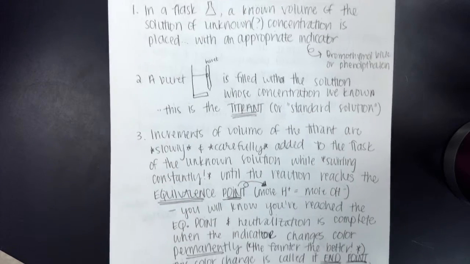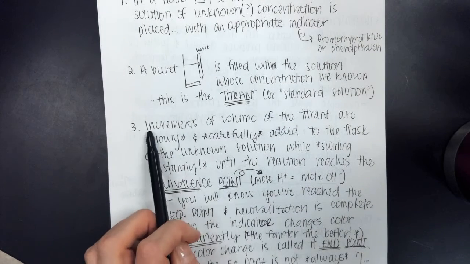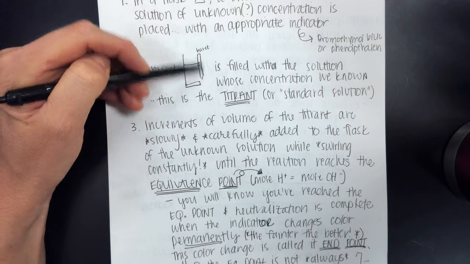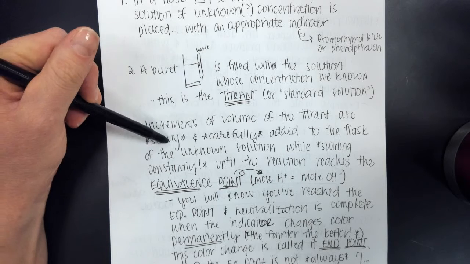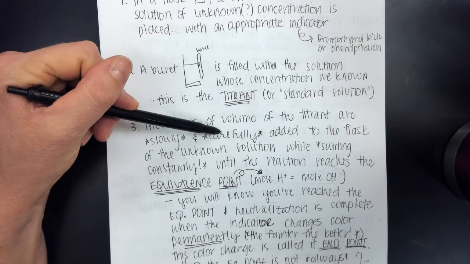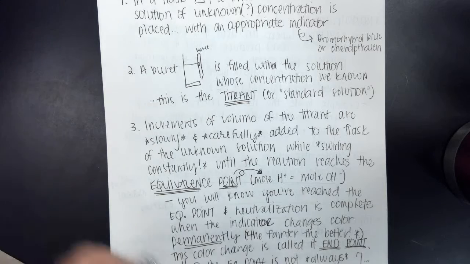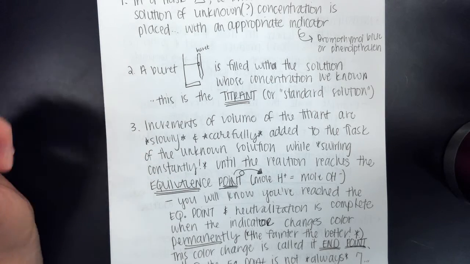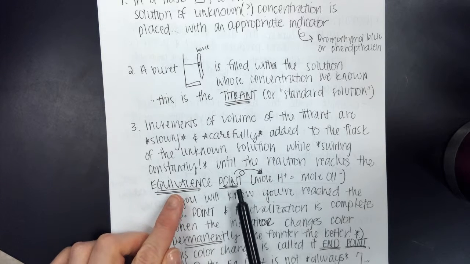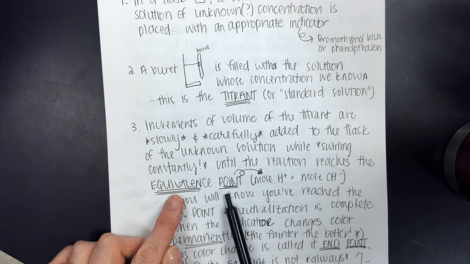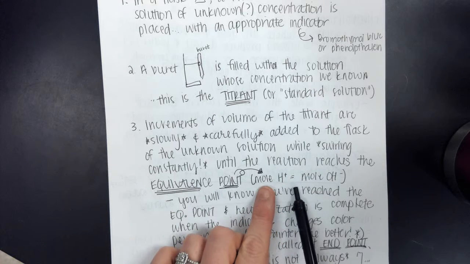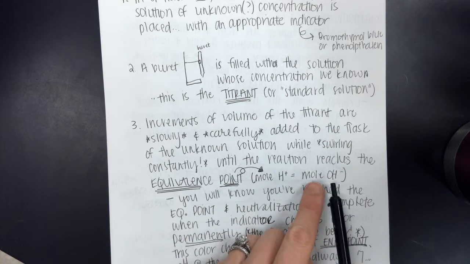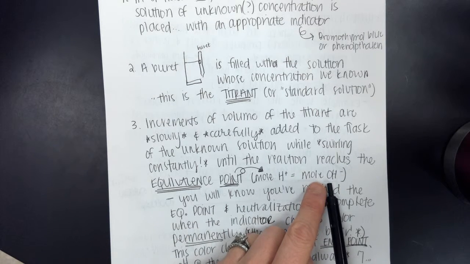You're like, I'm going to put this much volume in here and this much volume in there. So then, tiny increments of a volume of the titrant, okay, so from the burette, are slowly and carefully added to the flask of the unknown solution, and you want to swirl that flask constantly, okay, until the reaction reaches what we call the equivalence point. You have to know that the equivalence point is when the moles of your hydrogen equal the moles of your hydroxide. Okay?